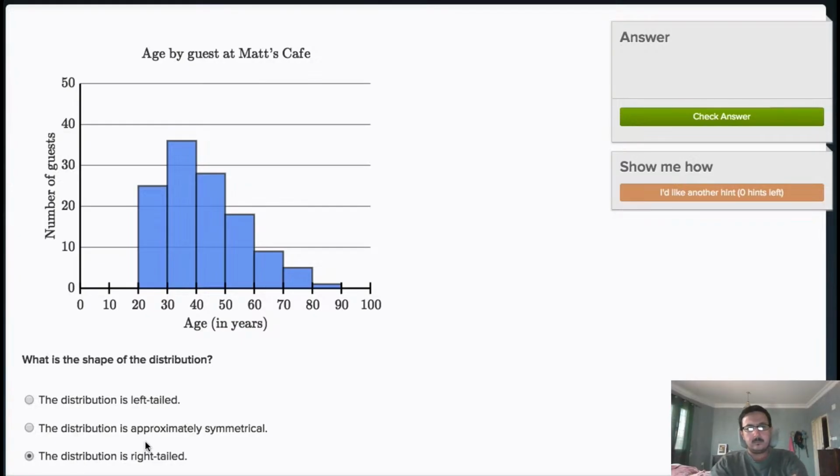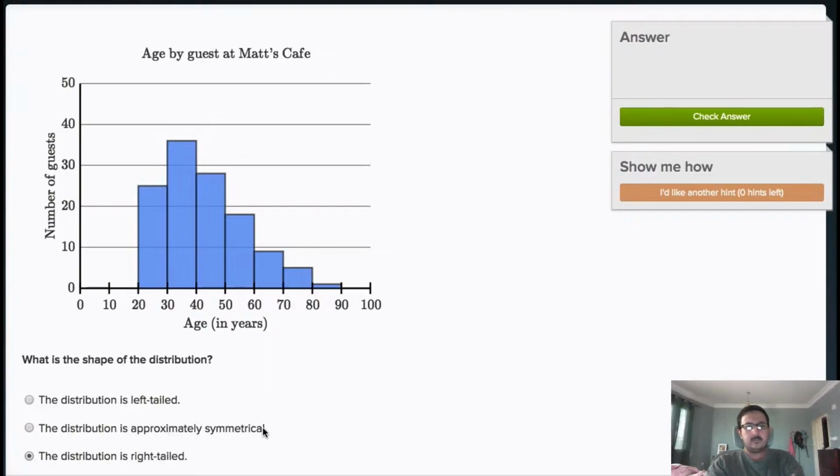And frankly, you should too, because it'll help you test your knowledge. But it's not left-tailed. Left-tailed, we would see a tail going like that. And frankly, if you're not left-tailed or right-tailed, you're likely to be approximately symmetrical.